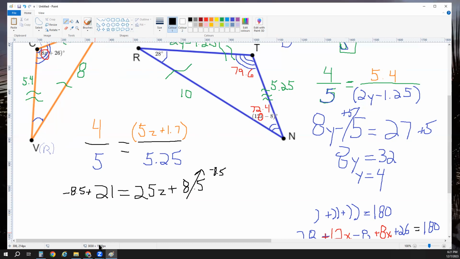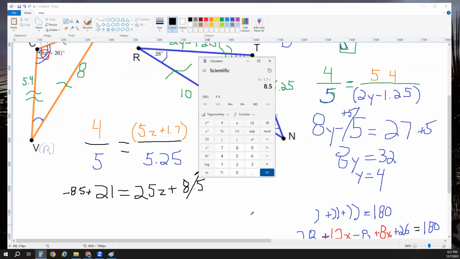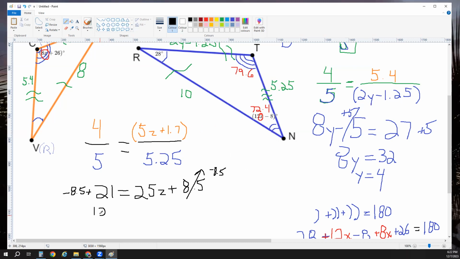So let's see. I'm going to add 8.5. Oh man. 21 minus 8.5 is 12.5. Oh, it's going to be a half. And I'm going to divide both sides by 25.